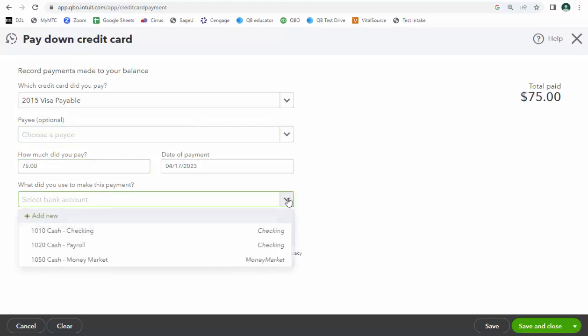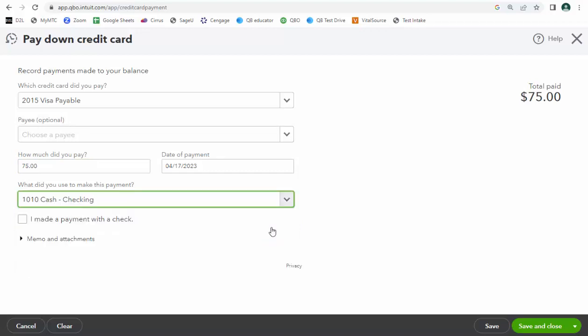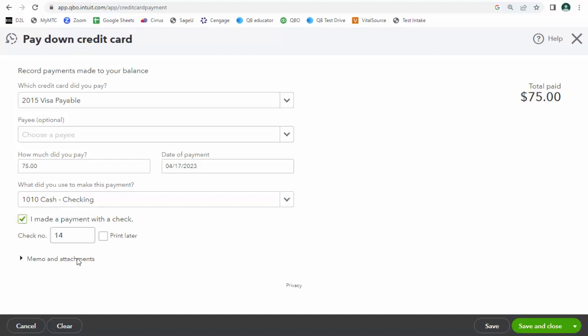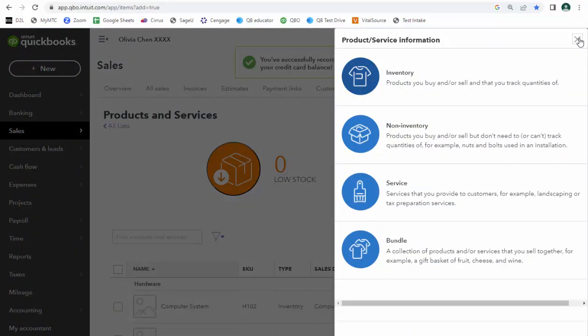And what did you use to make this payment? What that is saying is, what account do you credit? Where did the payment come from that you used to make this credit card payment? If you paid it with a check, we can tell it what that check number is. So the journal entry that's going to be made here behind the scenes will be a debit to my credit card liability account to make that liability go down, and then a credit to my checking account to make my asset account go down. I believe that's the easiest place for you to record making a payment towards your credit card bill.